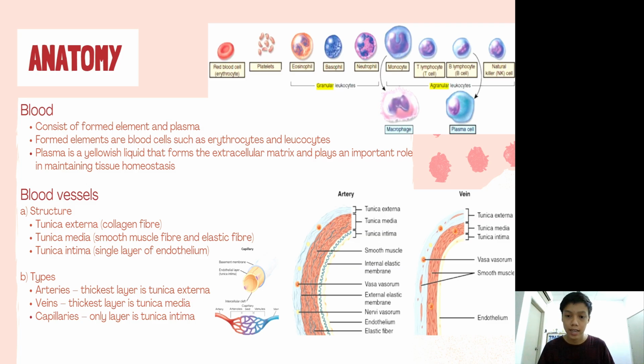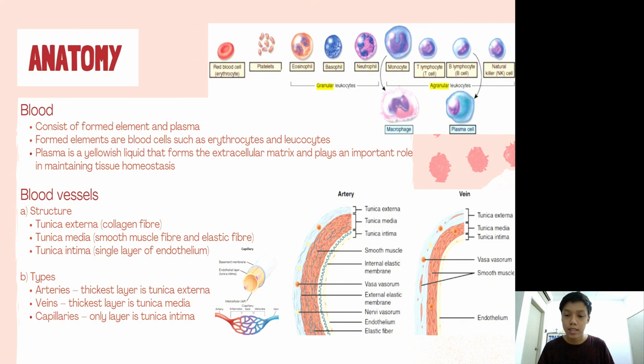So this tunica externa is mainly made out of collagen fiber, and tunica media is mainly made out of smooth muscle fiber and elastic fiber. Now this smooth muscle fiber and elastic fiber is important, so that the smooth muscle fiber will carry out vasoconstriction and vasodilation. It can contract and relax, and the elastic fiber allows for the recoil and expansion of the arteries to withstand the high blood pressure when the heart pumps.